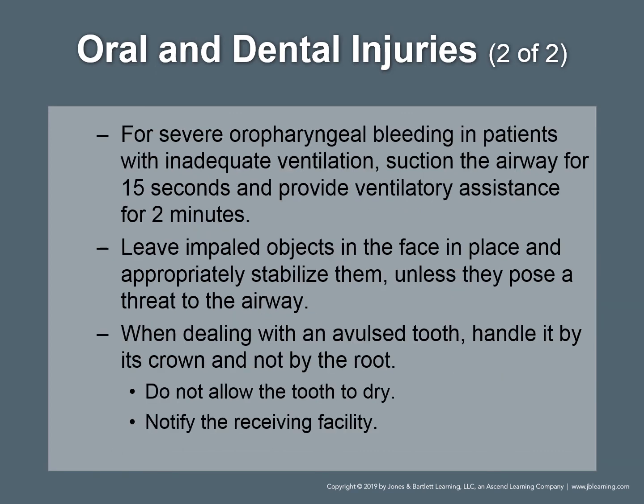For severe bleeding with inadequate ventilation, suction the airway for 15 seconds, ventilate for 2 minutes, and then suction the airway again. A lot of times it is impossible to manage that airway using basic techniques. This is where you would want ALS to come in and let's get an advanced airway in place. If there's an object impaled in the face, leave it and stabilize it unless it messes with the airway. Okay, if it messes with the airway, you're going to have to remove it. The only other time you remove an object is if it affects CPR.